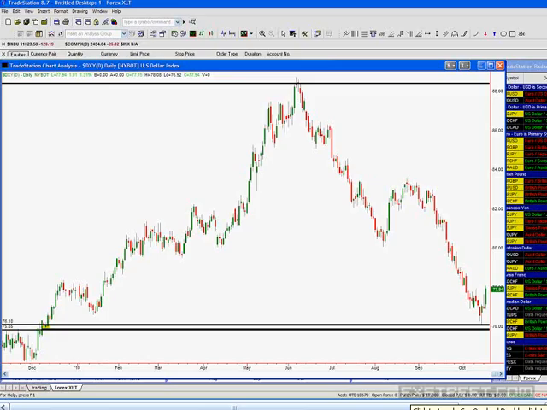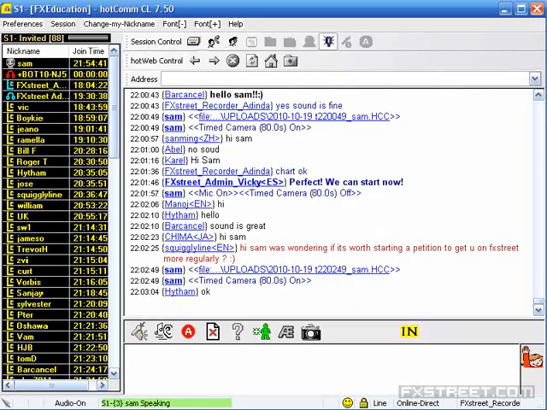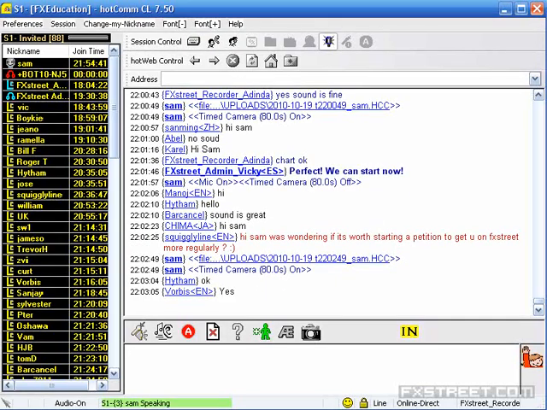Hey, Squiggly Line, how you doing? All right. Everybody see that dollar chart?